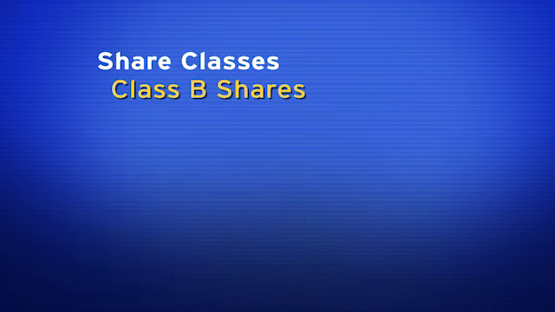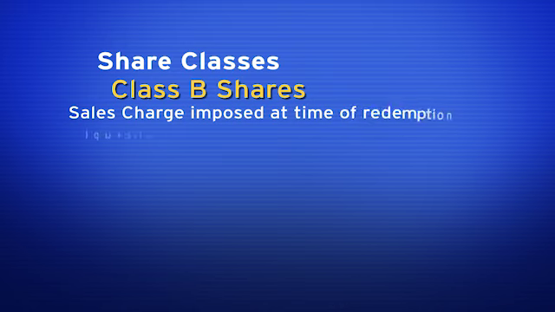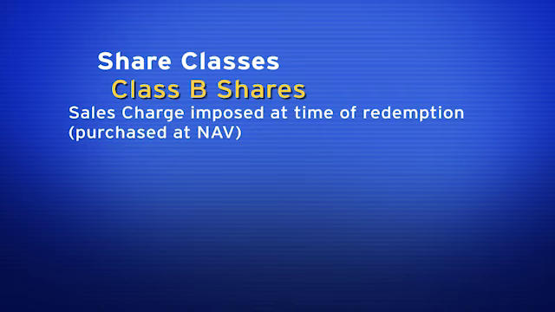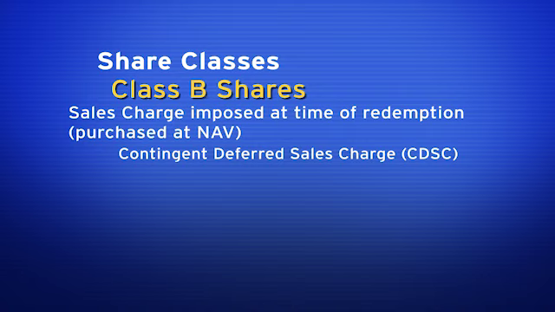Let's now look at Class B shares. Class B shares, back-end load. Sales charge is imposed not at time of purchase, but at time of redemption. So Class B shares are purchased at net asset value. Now, that back-end load is known as the contingent deferred sales charge. You might see the acronym CDSC.